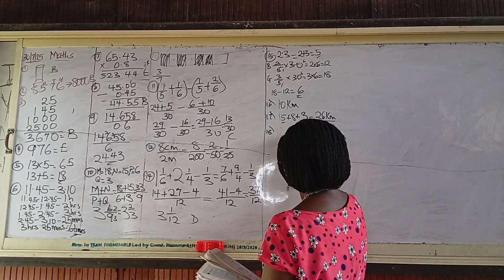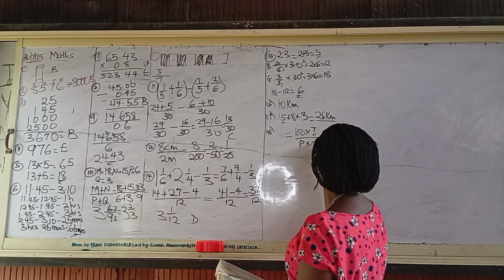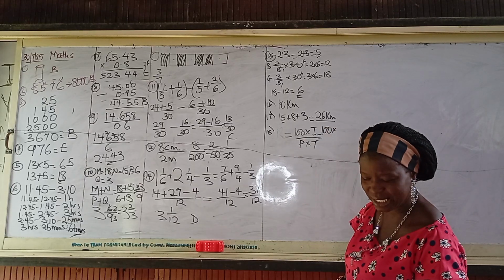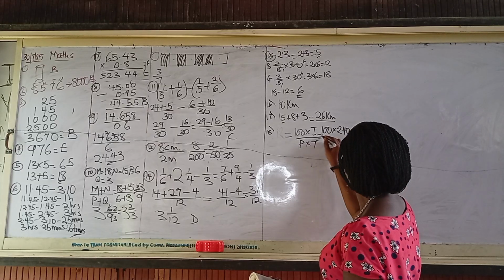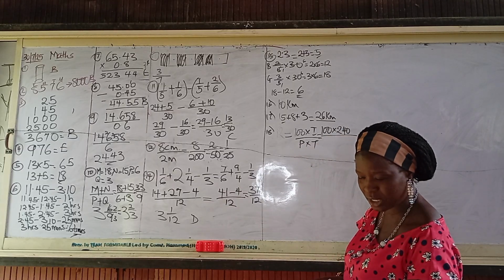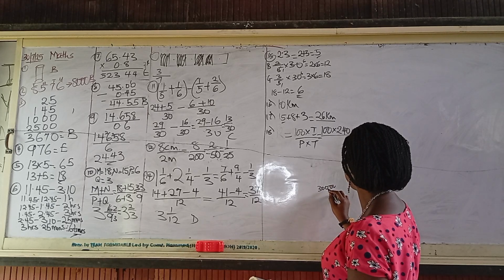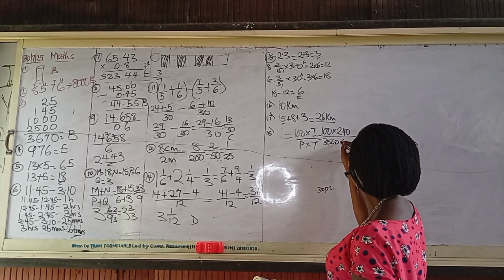We are looking for 100 times interest over principal times time. So the 100 is constant. The interest there is how much? 2 naira 40 kobo. Let's change it to kobo. 240. The principal there is what? 30 naira. That would be 3,000 kobo.